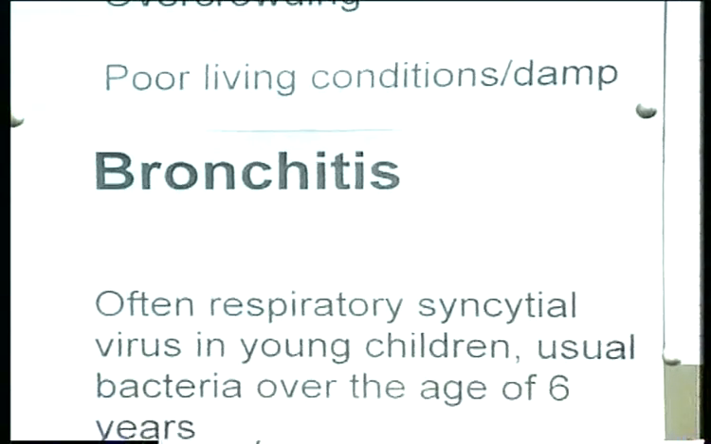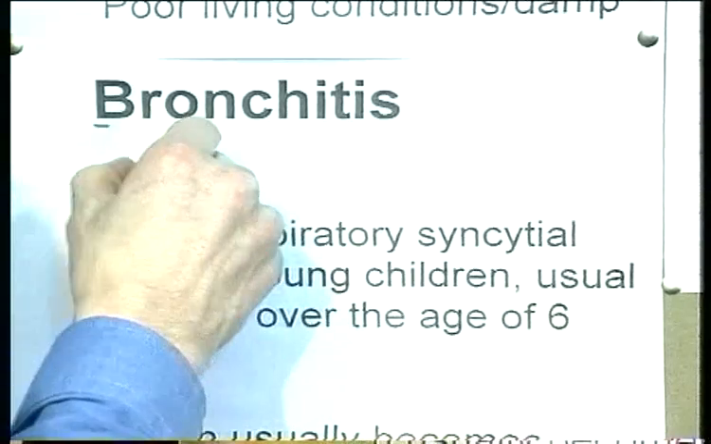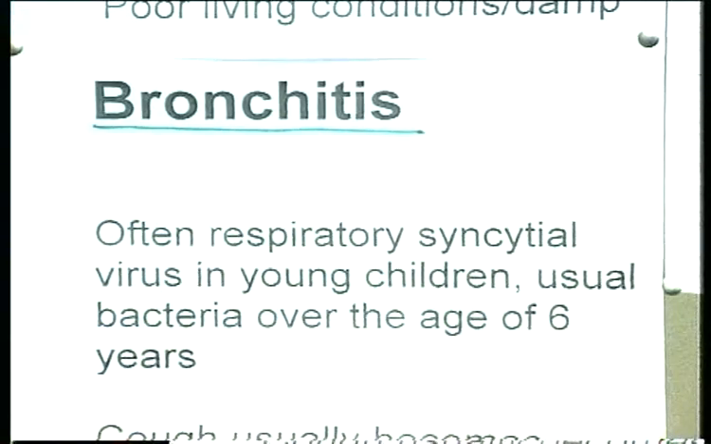So bronchitis in children, just like in adults, it often starts with a viral infection, and the RSV virus, the respiratory syncytial virus, is the most common in young children. But bronchitis in children over the age of 6, if it's clinical, is more likely to be of the bacterial type. Therefore, antibiotics should be considered.